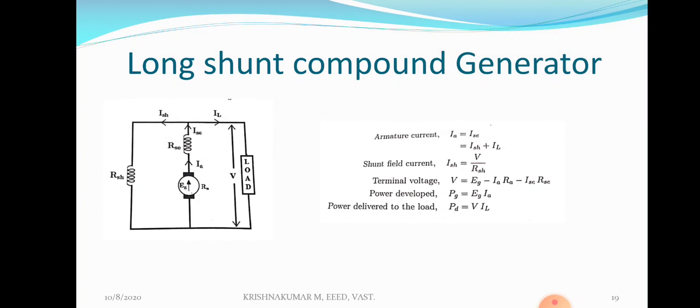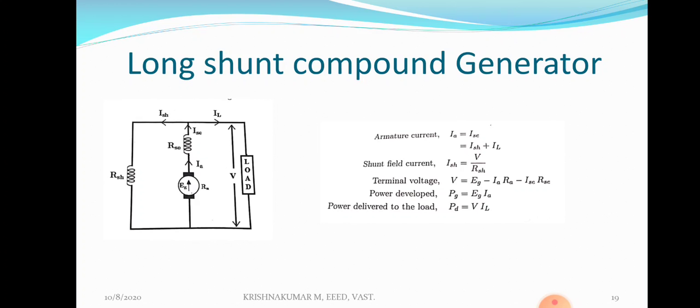So there are two field windings in this case, shunt field and series field, both in the stator. The field winding connected in series with the armature is known as the series field winding. The field winding connected across the armature is known as the shunt field winding. Current flowing through the armature is IA, and current flowing through the series field is ISC. Here IA is equal to ISC because the armature and series field winding are in series, and in a series circuit, current is the same.